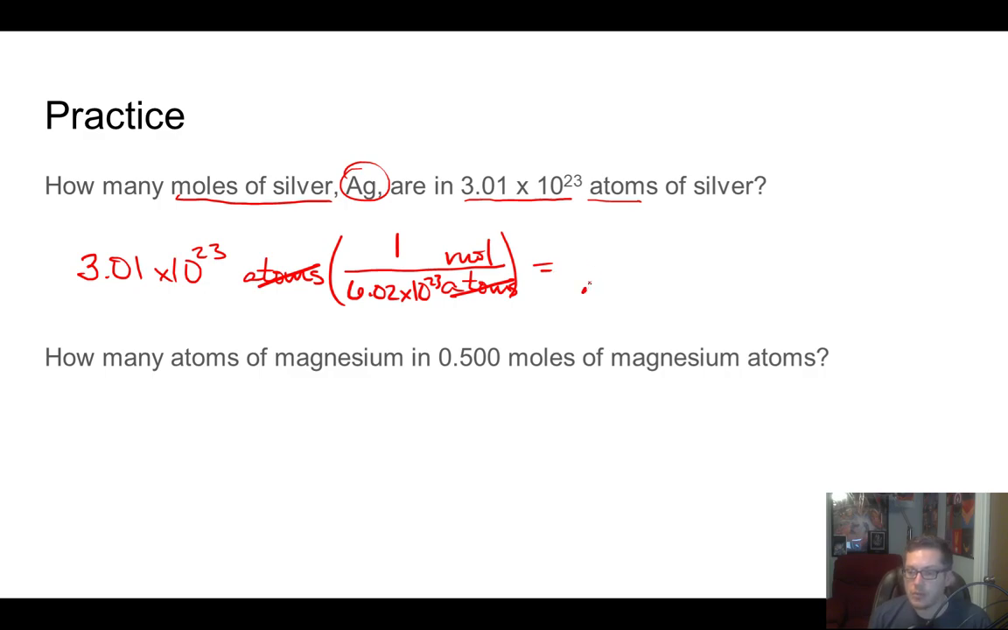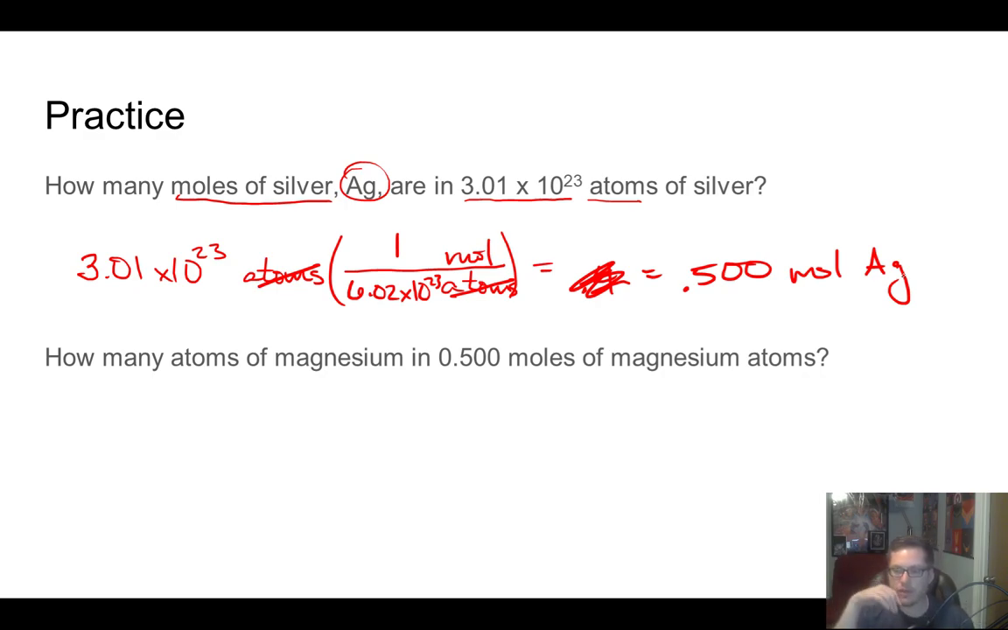Okay, 0.497, and we'll round it to 3 digits here. So 49, it rounds up, I'll cross that out, so it rounds up to 0.500 is what I got. So, moles of silver. Okay, so in 3.01 times 10 to the 23rd atoms of silver, there are 0.500 moles of silver, which makes sense, right?